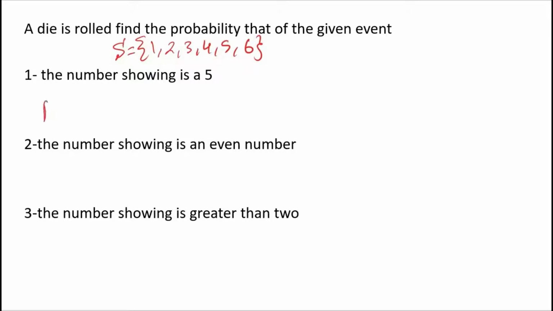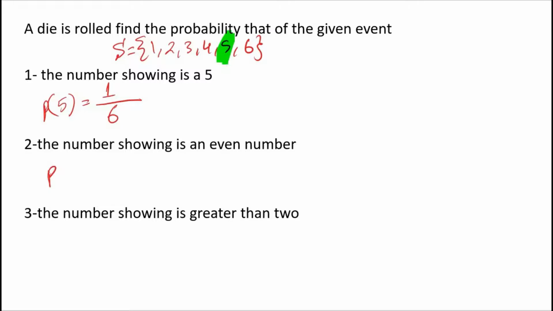Now we want to find the probability that the number showing on top is 5. So what is the probability of 5? The probability of getting 5 is the number of favorable outcomes, which is 1, the 5 here, out of the total number of outcomes, which is 6. So the probability of the number being 5 is 1 out of 6.